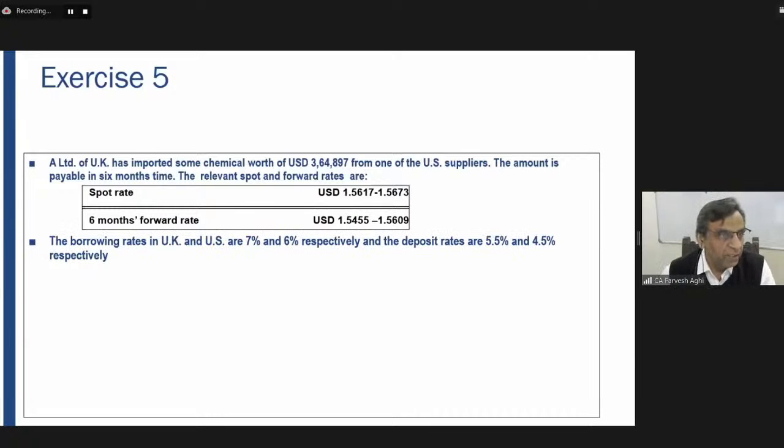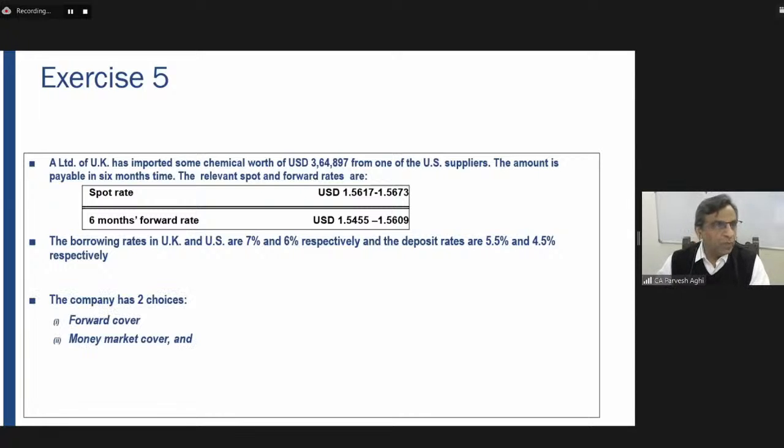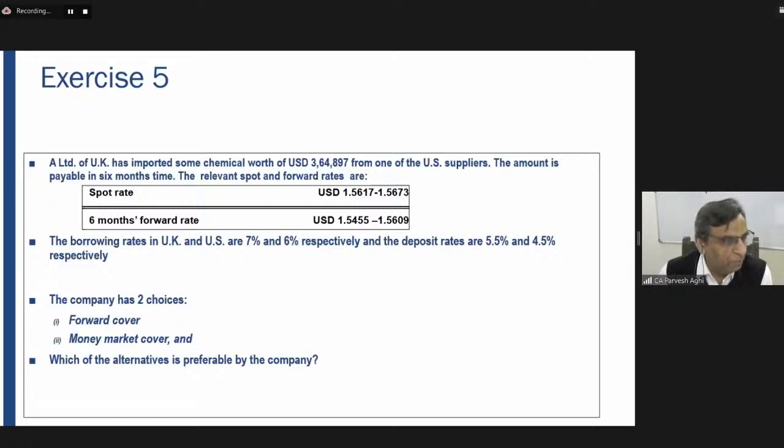The borrowing rates in UK and US are 7% and 6% respectively. And the deposit rates are 5.5% and 4.5% respectively. So the borrowing rates as well as the deposit rates in both UK and US are given. Okay. The company has two choices: a forward cover or a money market cover. So we need to advise the company which is preferable. So which of the alternatives is preferable for the company?